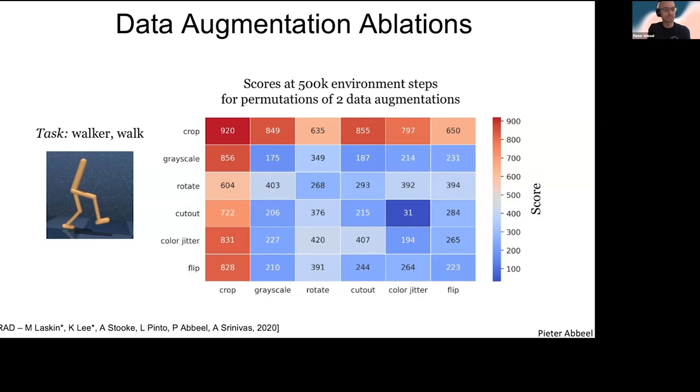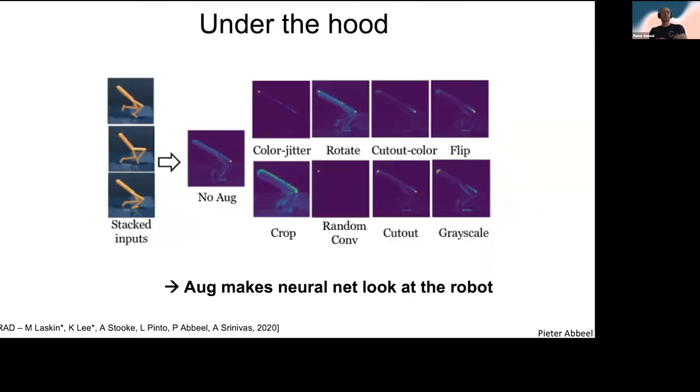And so what we're really learning here is translation invariance. Under the hood, when you look at the activations the network generates, you can see that without augmentation, sure, it does pick up on where the robot is, but only mildly so. Whereas with the data augmentation, and especially with cropping, you can see the neural network really zones in on where the robot is, passing that information on to the later layers outputting controls.